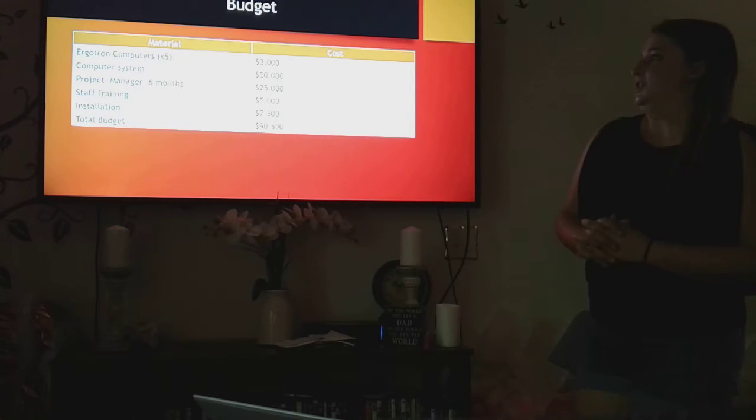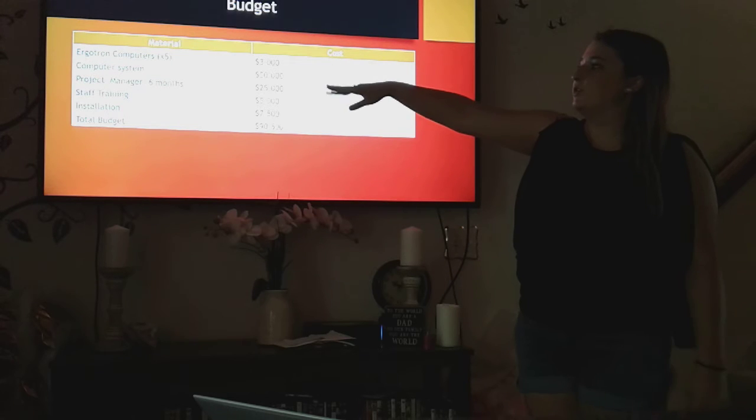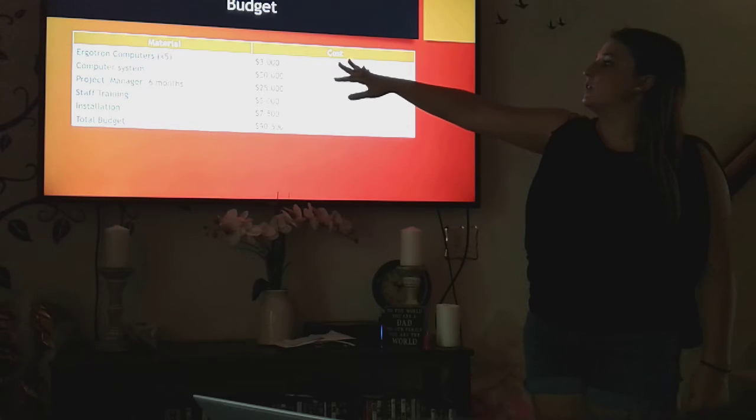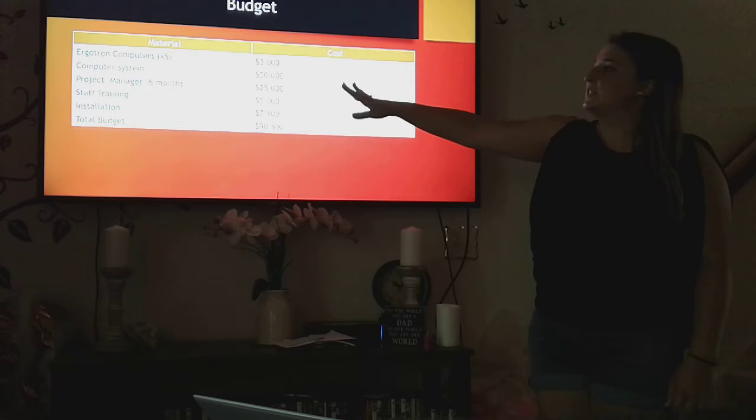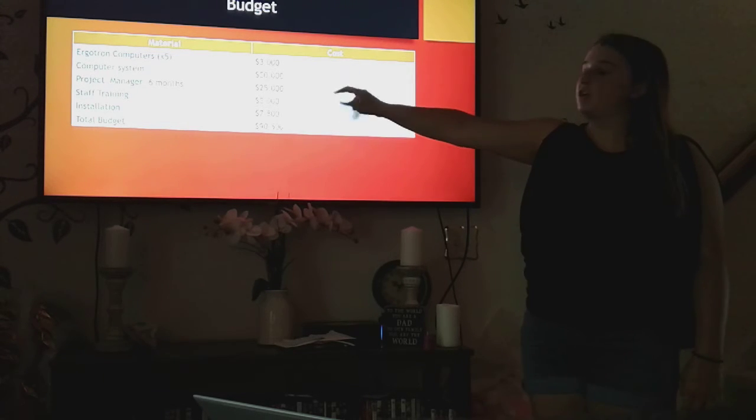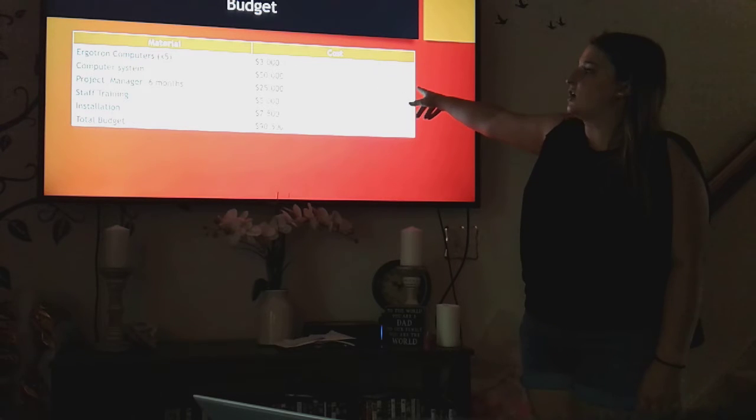Okay, now we're looking at the budget. So these Ergotron computers, we're looking at getting 5 of them to begin with. This is going to cost about $3,000. The computer system itself that is going to go into each of the Ergotron computers is $50,000.